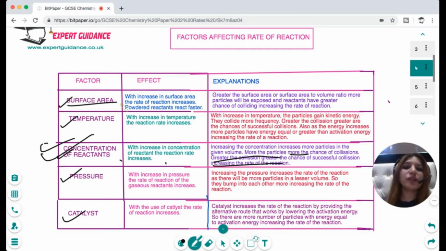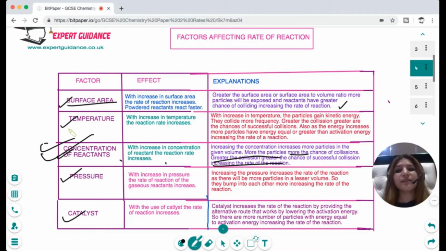In a similar way, when you talk about surface area, when you increase the surface area or surface area to volume ratio, the reactants are very exposed to each other. So the more the reactants are exposed to each other, the more will be the collisions, and more chances of collision increase the rate of reaction. So that is why rather than taking a lump of zinc or any reactant, you take a powdered reactant, because when you do it in a powdered form, you're increasing the surface area to volume ratio.